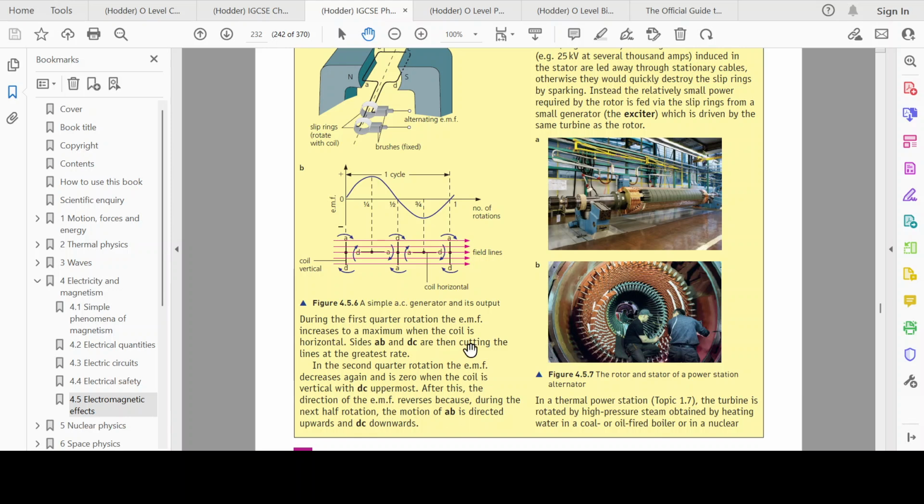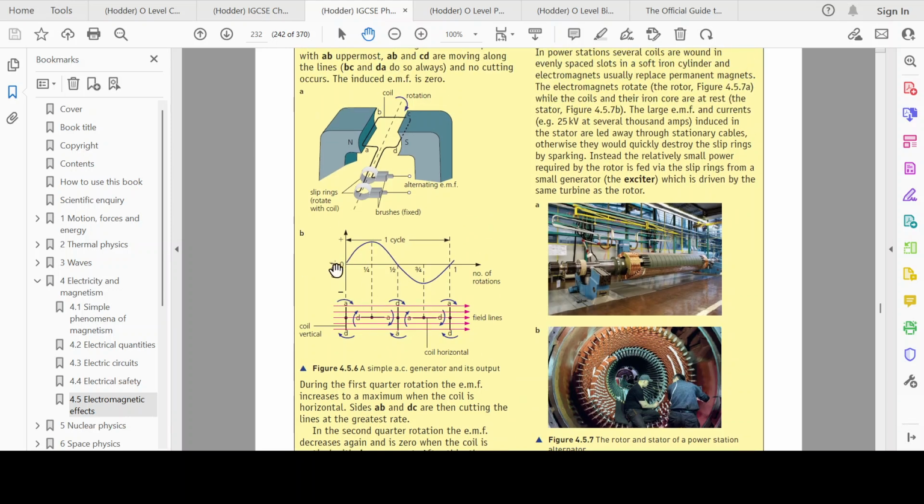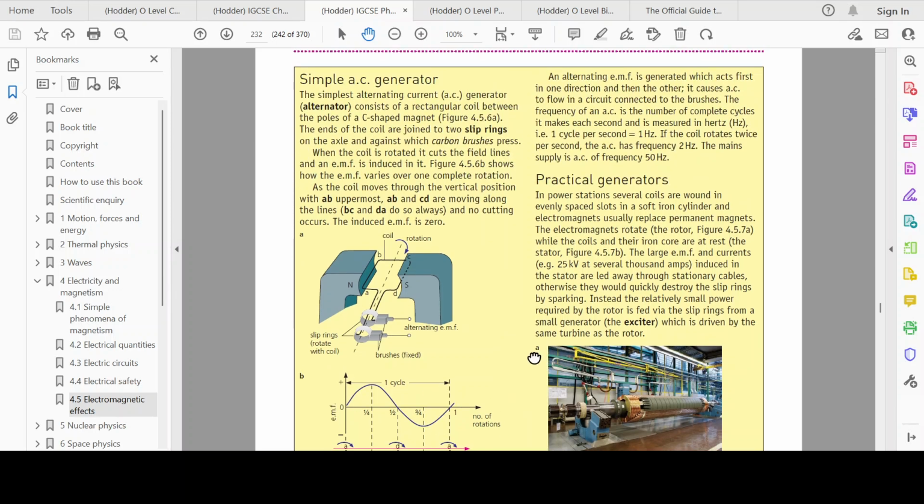Okay, and so that's how they're telling that the EMF first has a positive maximum and goes to 0, and then has a negative maximum, which means it's basically flowing in the opposite direction, and then comes back to 0, and that's how the alternating current goes. Right, so an alternating EMF is generated which acts first in one direction and then the other. It causes an AC current to flow in the connected brushes.